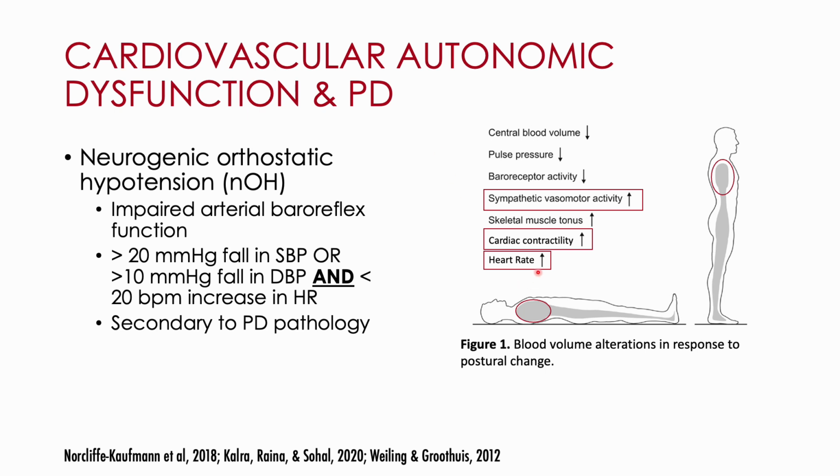When supine, central blood volume is easily maintained and cardiac output is sustained by readily available venous return of blood to the heart. Transitioning to an upright position causes a gravity-induced shift of blood volume to the lower limbs, which causes a drop in blood pressure.